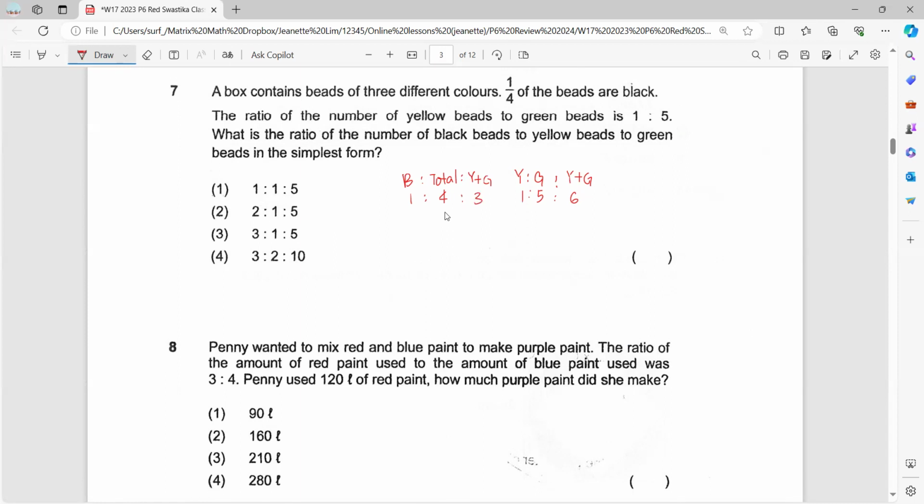So since yellow plus green is the common base, we have to make it the same. So here, I will multiply this ratio by 2. Now, what is the ratio of black to yellow to green? And only after I've made the common base the same, I can write down the combined ratio. Black is 2, yellow is 1, green is 5. 2 to 1 to 5, so option 2.